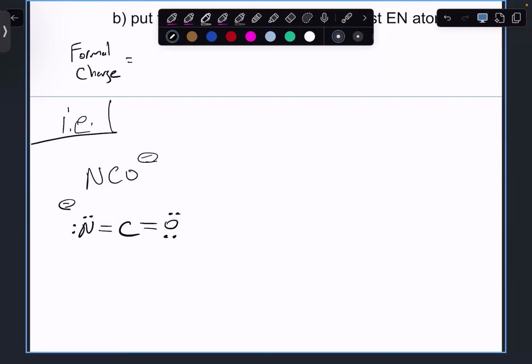Okay. Now, by the way, just as a reminder to you, the sum of the formal charges has to equal the overall charge of the species. This is a -1 ion, which means in all resonance forms, the sum of the formal charges has to be -1.